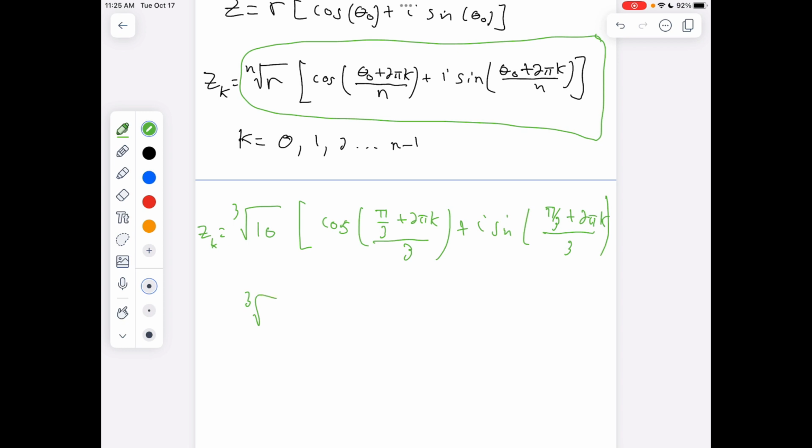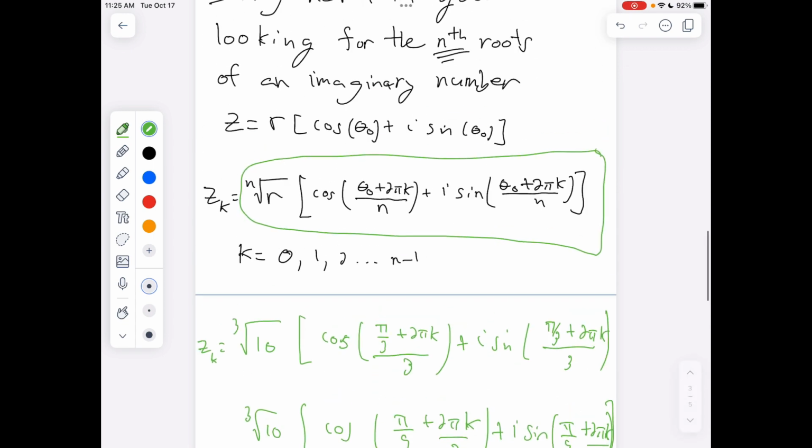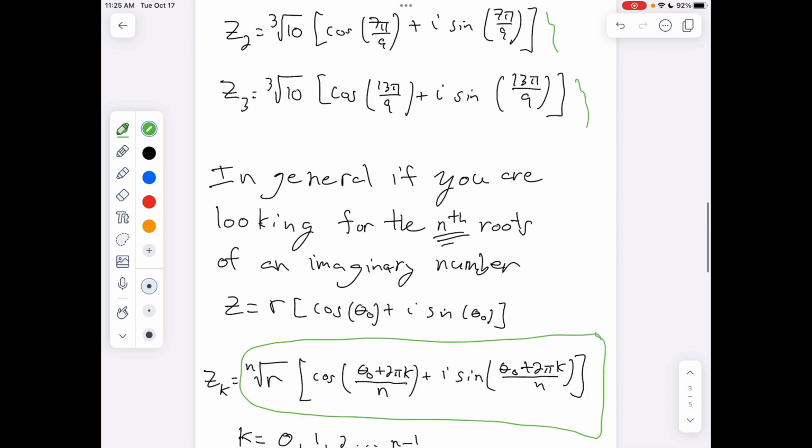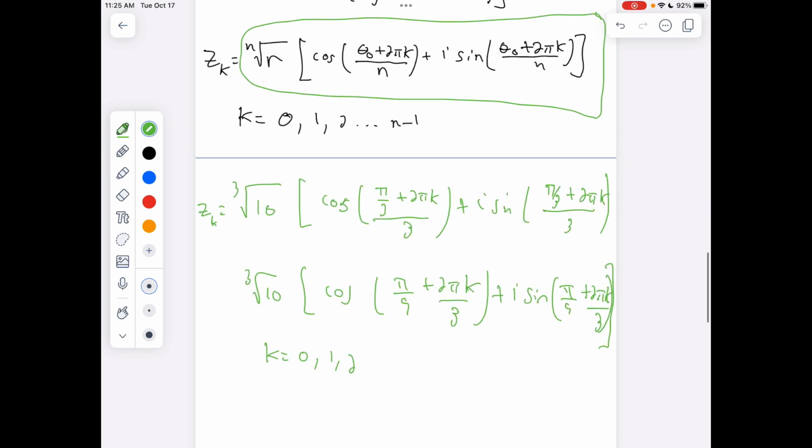And if you simplify this, it becomes cube root of 10 times cosine of pi over 9 plus 2 pi k over 3, plus i sine of pi over 9 plus 2 pi k over 3. And you plug in the values 0, 1, and 2 in there, and you would get exactly the same thing we got over here for our solutions. So this method down here is a lot more standardized, more mechanical. But some people just don't like it because you have to remember a formula, which is not easy to remember, and it's a little awkward in general when playing around with it.